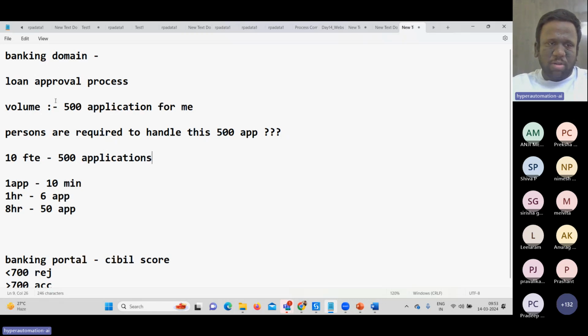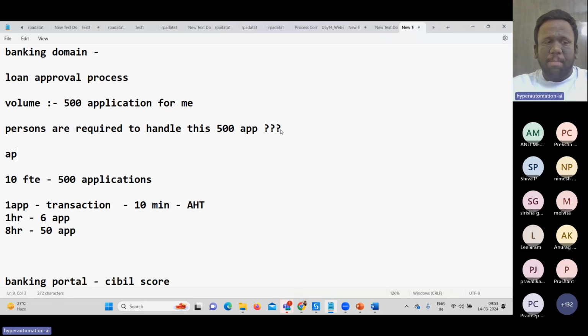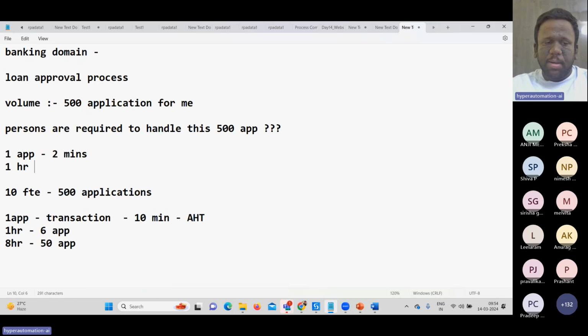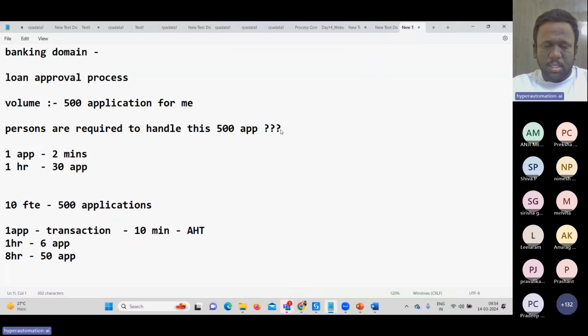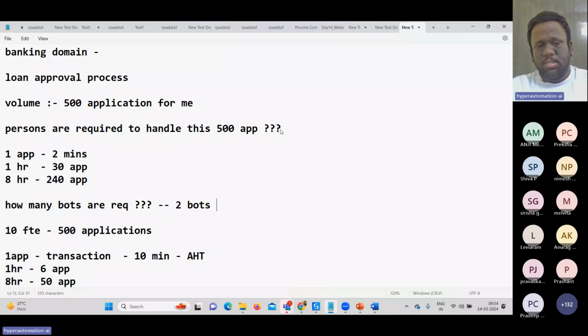right? This 10 minutes is called average handling time, which is called AHT. And each application here we call a transaction. Now let's say the bot is trying to process these applications. Each application is processed within 2 minutes. So in 1 hour, it can complete around 30 applications. In 8 hours, it can complete 240 applications. So how many bots are required? Around 2 bots are required in this particular process, right?